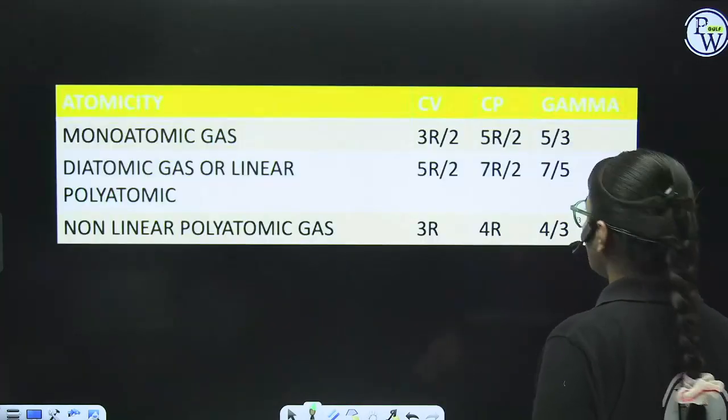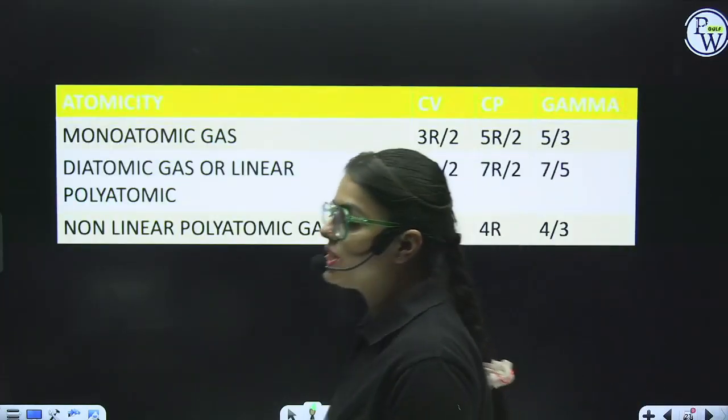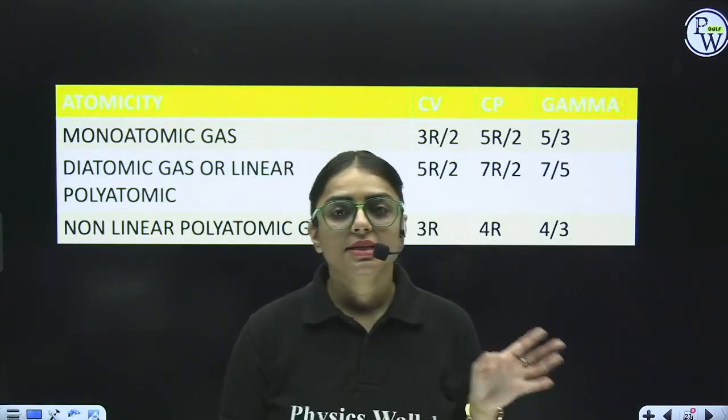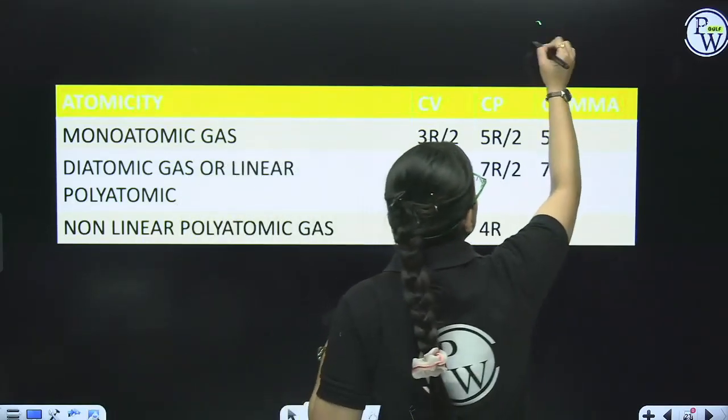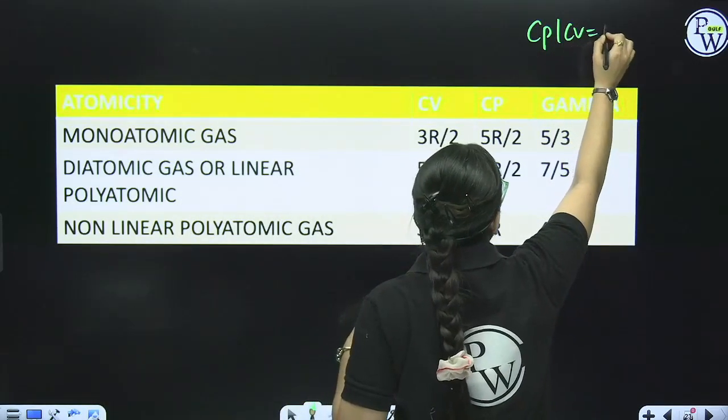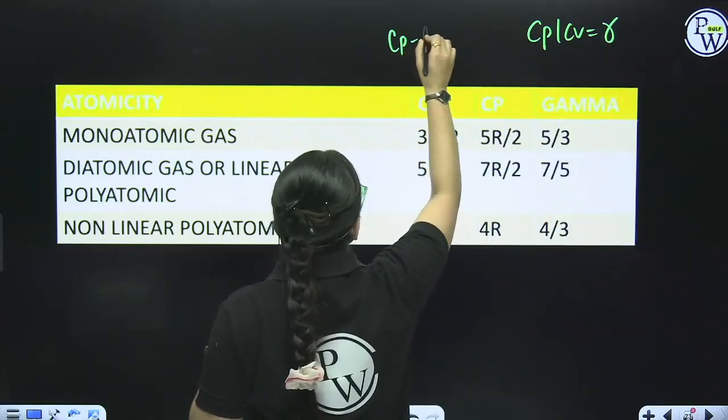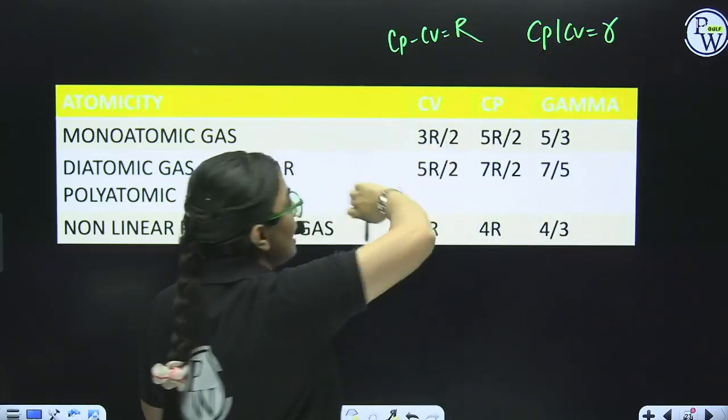Okay, now students, here comes your Cp by Cv. Always remember that Cp by Cv is your gamma. Always remember Cp minus Cv is also equivalent to the gas constant, that is R.